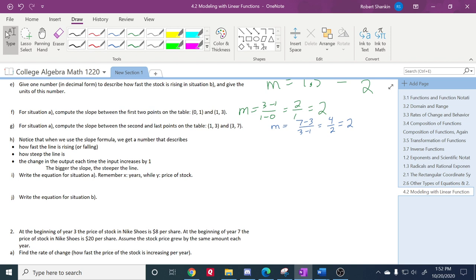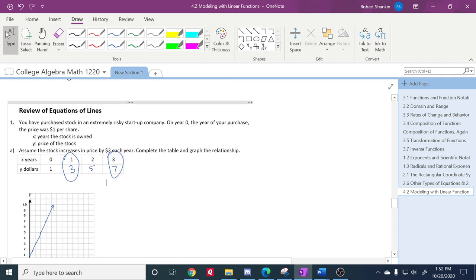And then the change, here's the big part for today. It's the change in the output each time the input increases by 1. The bigger the slope, the steeper the line. Alright, now this part, the change in the output each time the input increases by 1. Let's focus on that.